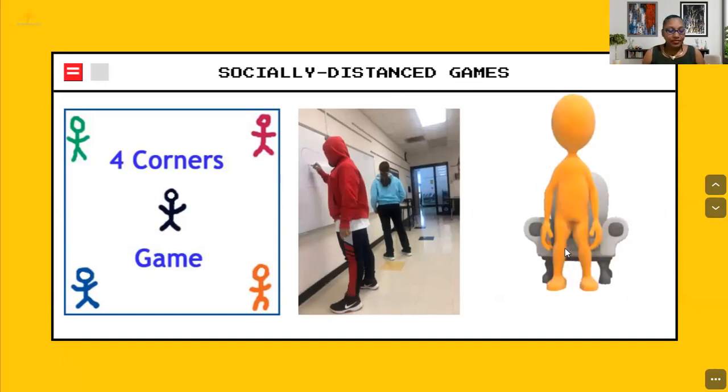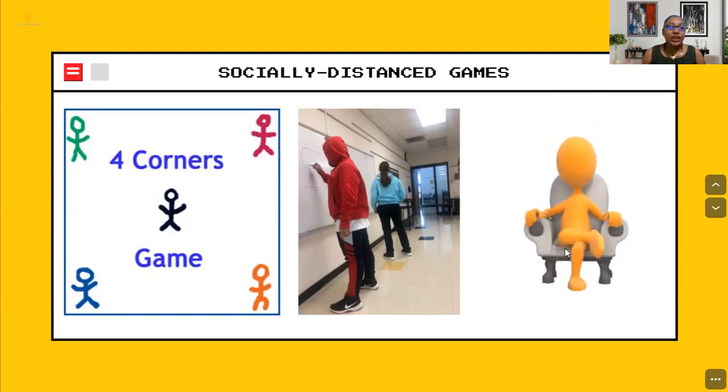There's also the stand, sit game, where students are asked a question and instead of giving A, B, C, D as their response, they stand or they sit or maybe they raise their right hand, left hand. You can come up with variations to this game where basically they are answering the question, but in a gamified format.